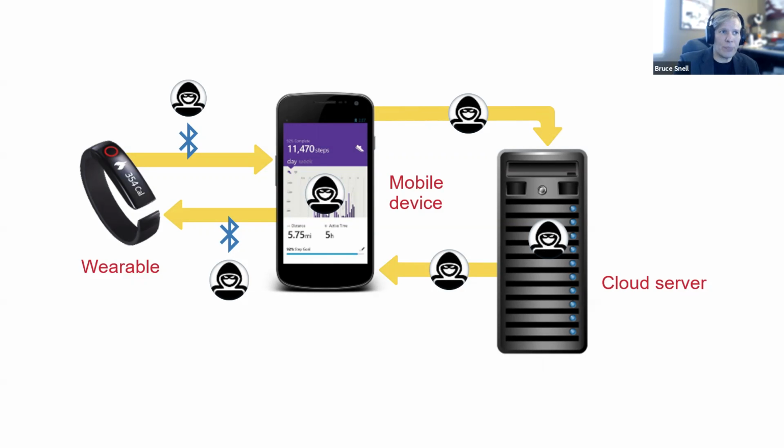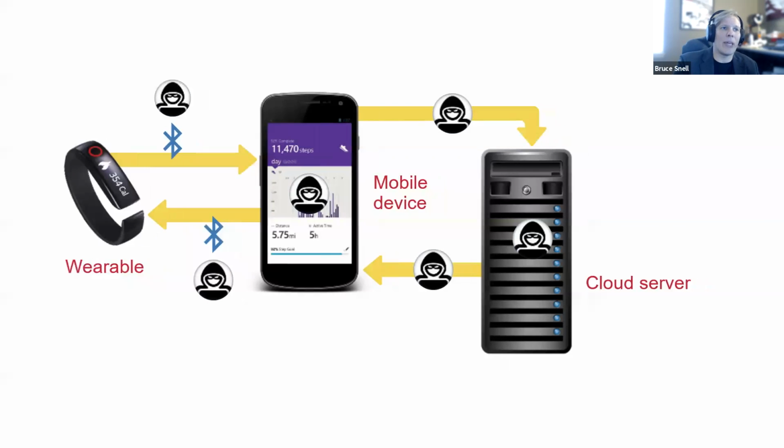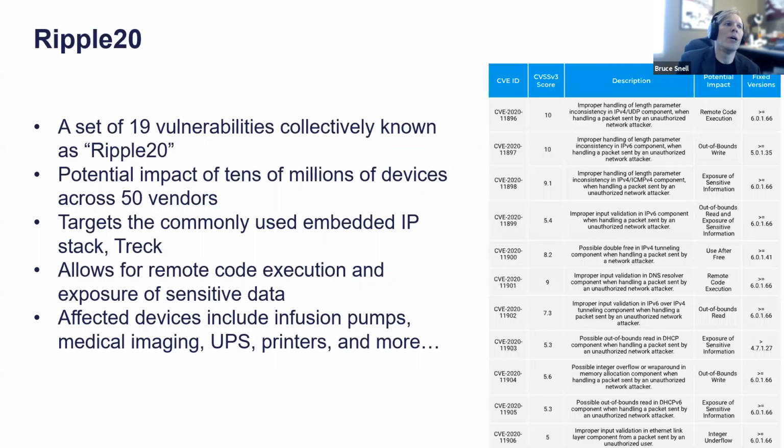Well, the problem that we see in a lot of these devices is that they're reusing code libraries that end up getting compromised, right? Over this year, there was a set of vulnerabilities collectively known as Ripple20. I always associate Ripple with late 80s, early 90s hip hop, but that's probably just me. But Ripple20 was actually interesting in that it was attacking a commonly used IP stack that is used for embedded devices, right?